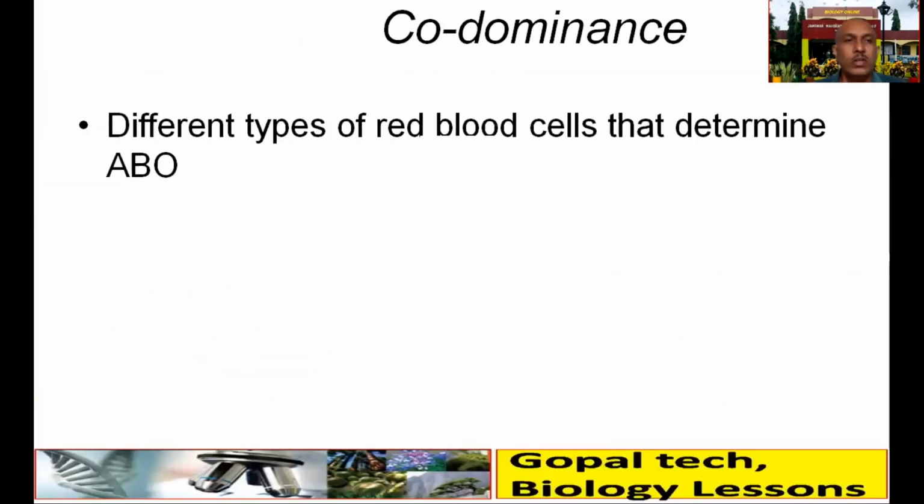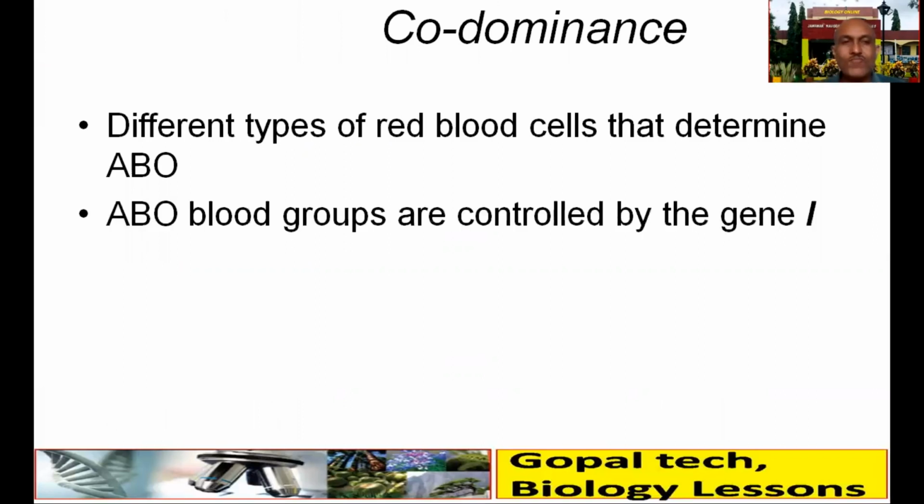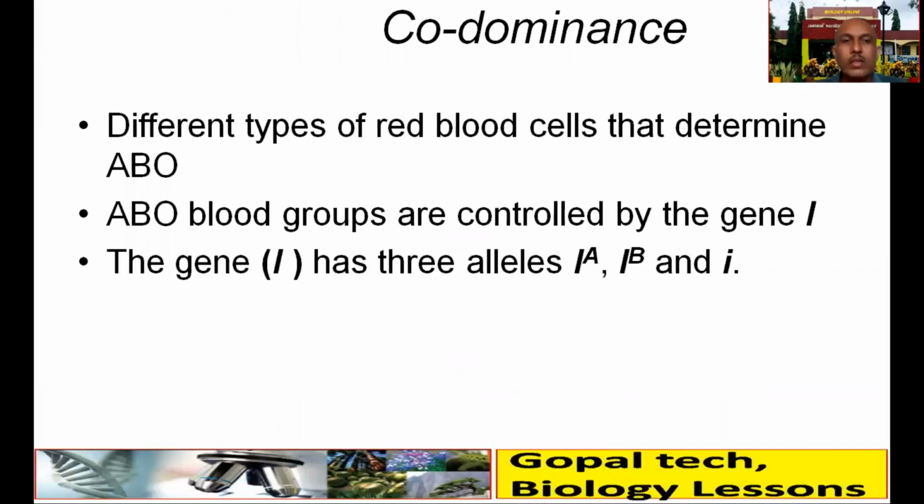Now, different types of red blood cells determine the blood group ABO in human beings. So that is also an example. ABO blood groups are controlled by a single gene, that is capital I. Okay, usko hum label kiya capital I. So the gene I has three alleles. We know alleles, alternative forms of same gene, capital IA, capital IB, and small i. Yeah, in certain textbooks, capital IO, you can write O also.